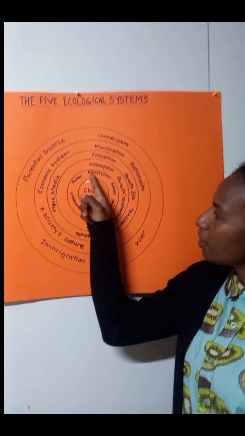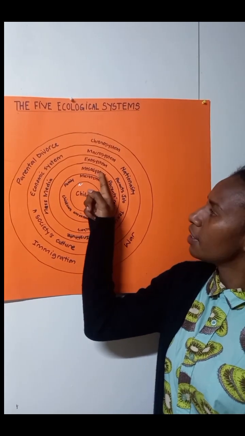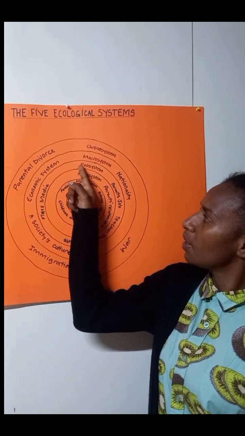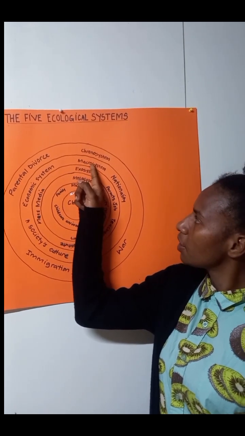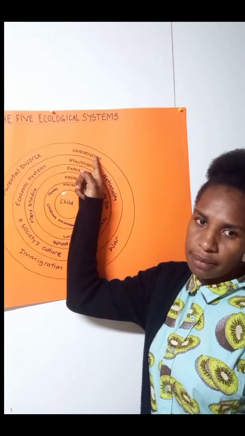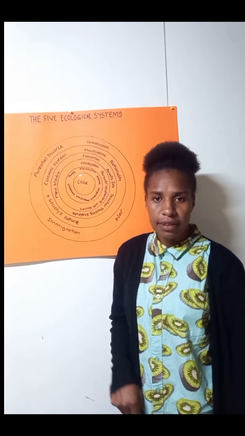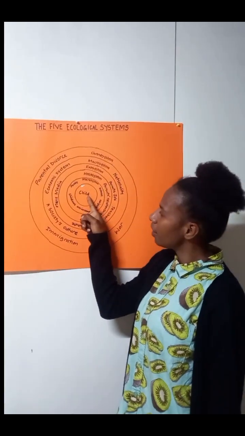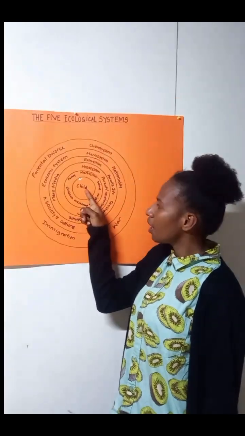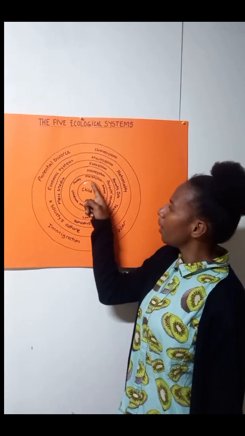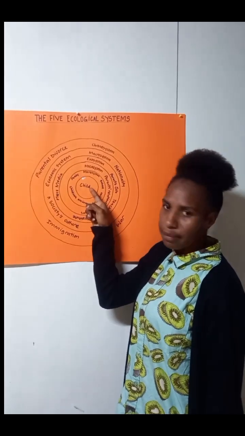The first one is known as microsystem, followed by mesosystem, and the next one is exosystem, and the other one is macrosystem, and the final one is chronosystem. These systems are also known as the 5 environmental systems. You can now refer to the chart. As you can see, the child is in the middle. This is because the child is influenced by all these 5 systems, so that's why it is in the middle.